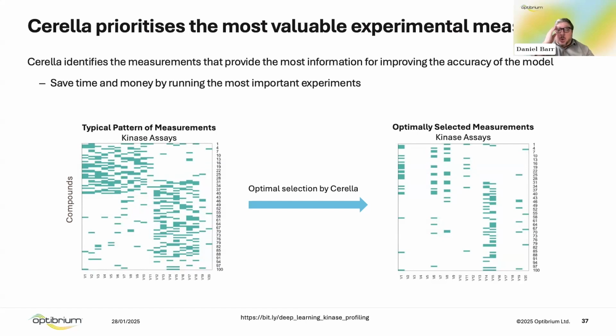So again, this is really important and ties back to what Matt started us off with on the examples that we've seen in our little case study. And here we demonstrate again, it is possible through Cerella's deep learning imputation that we can save time and money by focusing only on the most important experiments.